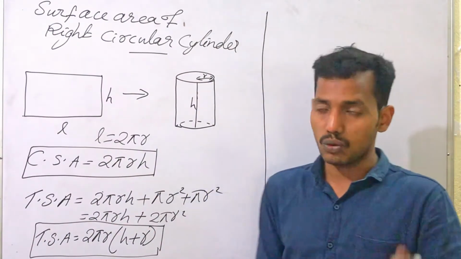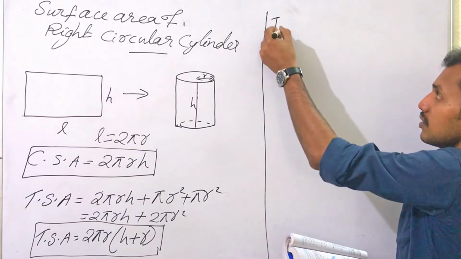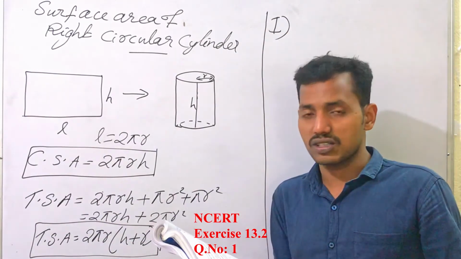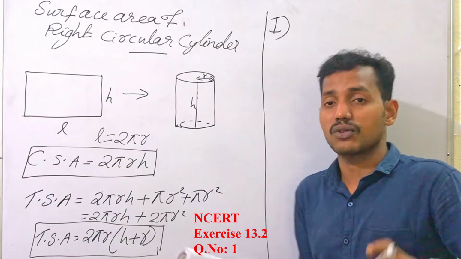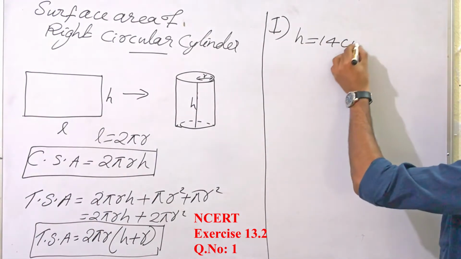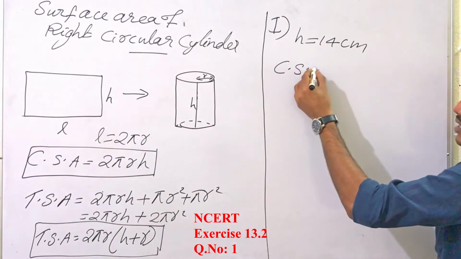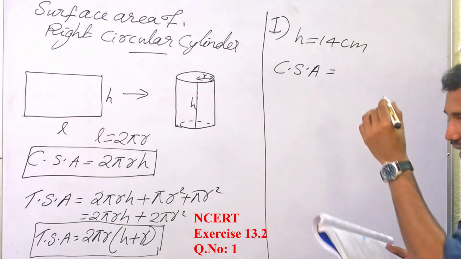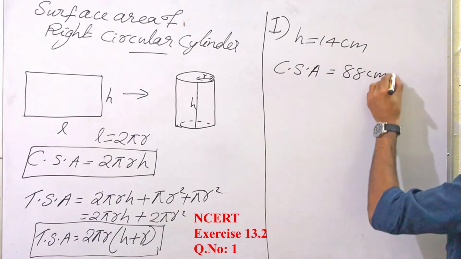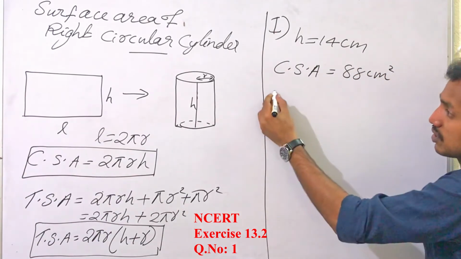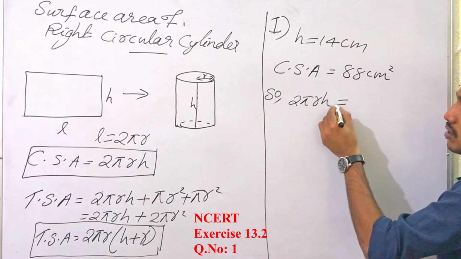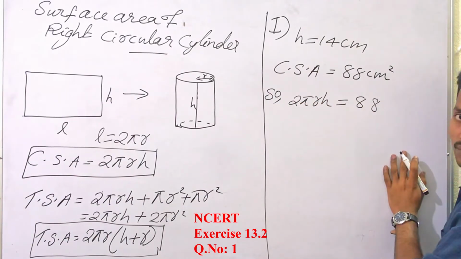So I am taking question number 1. A simple question. The curved surface area of a right circular cylinder of height 14 cm is 88 cm square. So the height of the cylinder is given as 14 cm and the curved surface area is 88 cm square. What is curved surface area? That is equal to 2 pi r h, which is equal to 88.